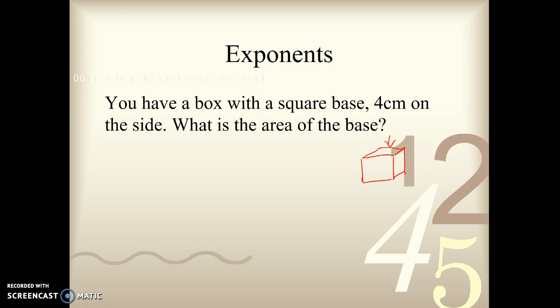So we want to ask ourselves, what's the area of the side? Well, we already know it measures 4 centimeters on all measurements. So area is going to equal length times width. Let's substitute in our values. Area equals 4 times 4. And then let's solve it. Area is going to equal 16 centimeters squared.